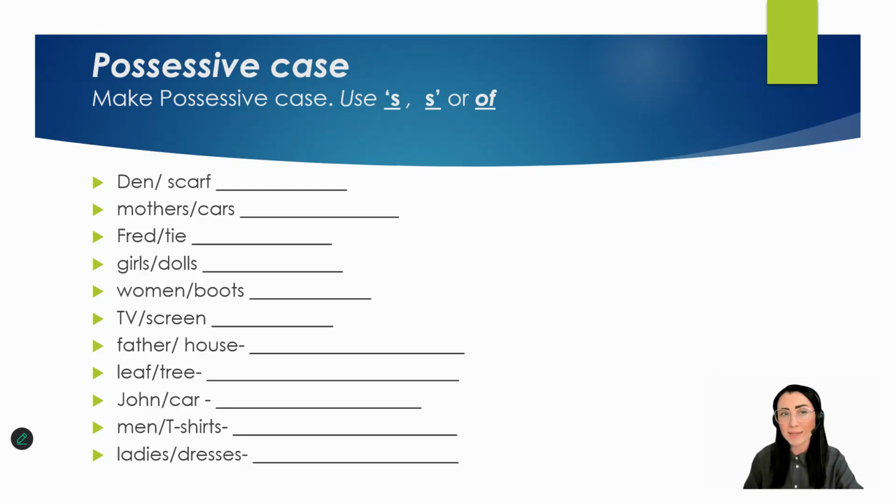For example, Dan's scarf. Dan apostrophe s scarf. This scarf belongs to Dan. Dan is the owner of the scarf. For plural form, we use s, then apostrophe. For example, mothers' cars. We are talking about two mothers. Two or more mothers and two or more cars.